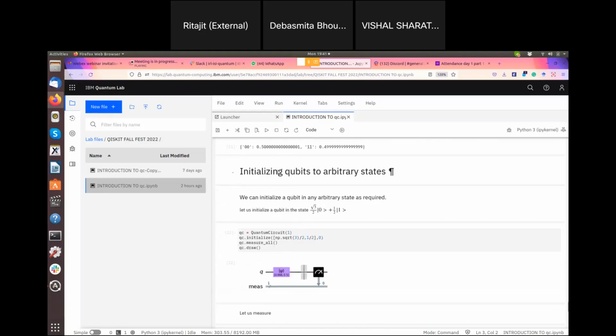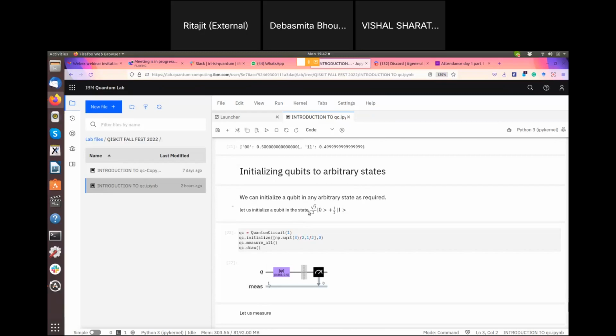Now, initializing qubits to arbitrary state. We have already seen in the theory part that we can initialize qubits to arbitrary state, and in this hands-on, we have seen how to initialize it to 0, and then putting some gates to make it 1 and all other things. Now, by default it is initialized to 0. Then how to change it? How to initialize a qubit in any arbitrary state?